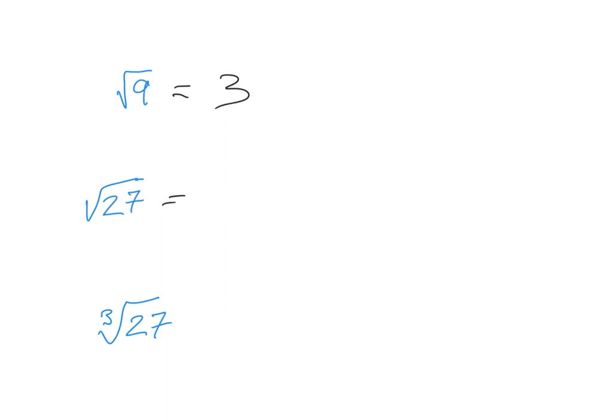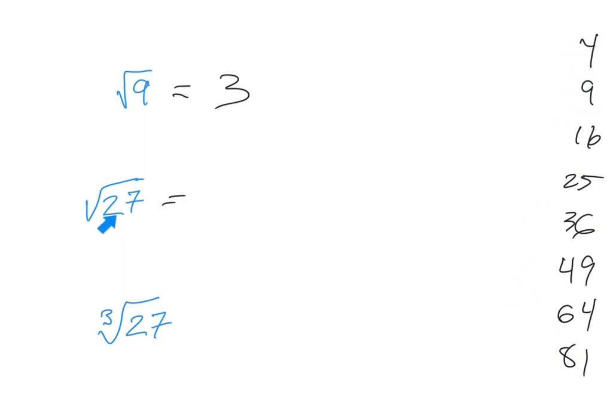Usually what I like to do when I'm getting started with this is just write down all my squares quickly. So 2 squared, 3 squared, 4 squared, 5 squared, 6 squared, 7 squared, 8 squared, 9 squared. You can keep going down, but you get the idea there. 27 is not on that list. However, there is a number on this list that divides evenly into 27.